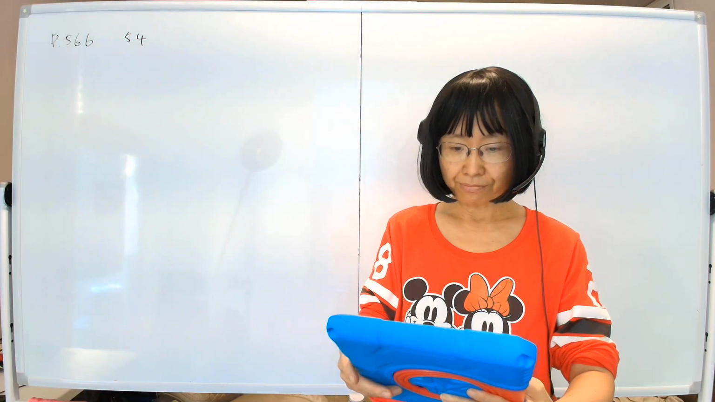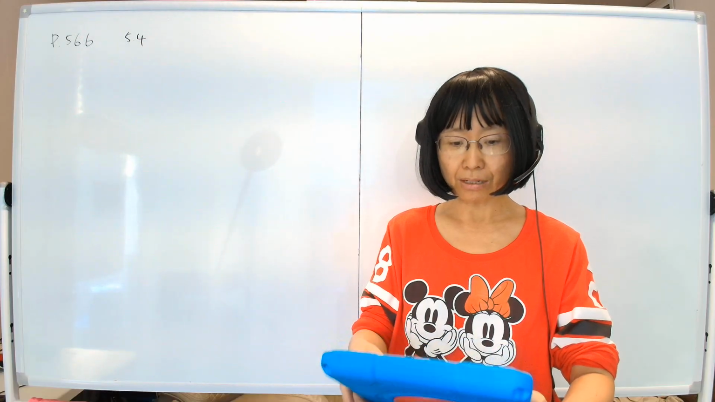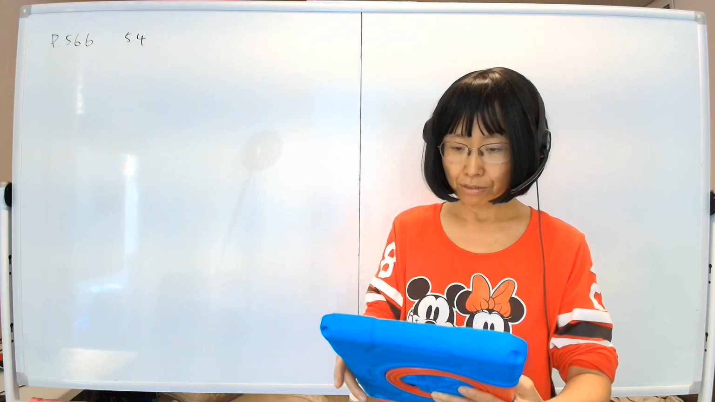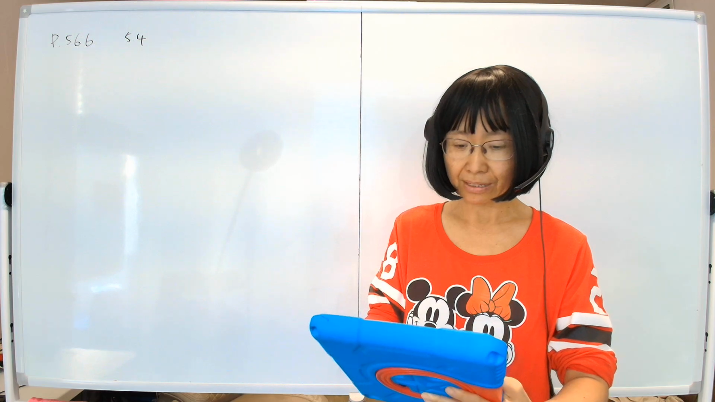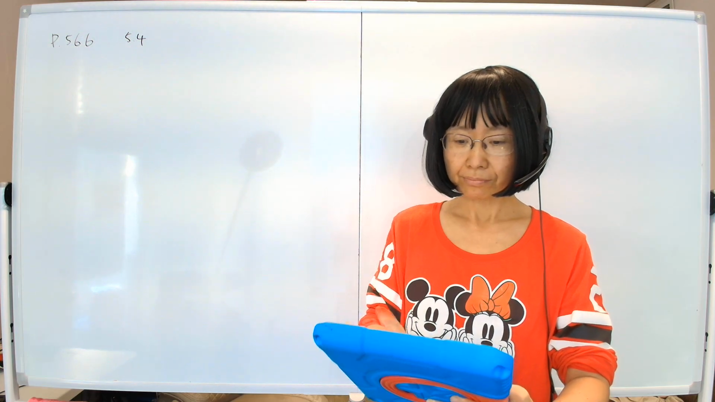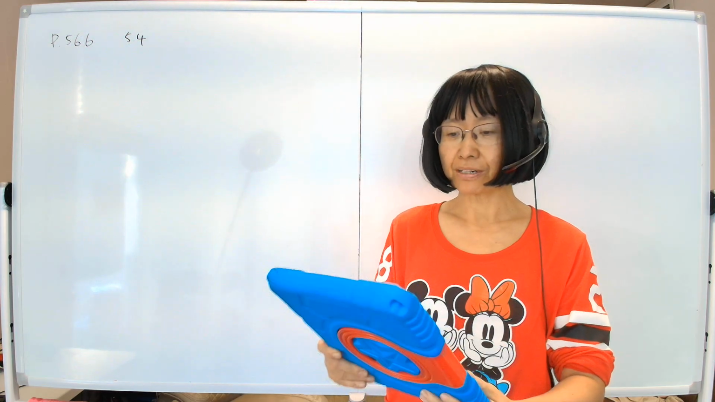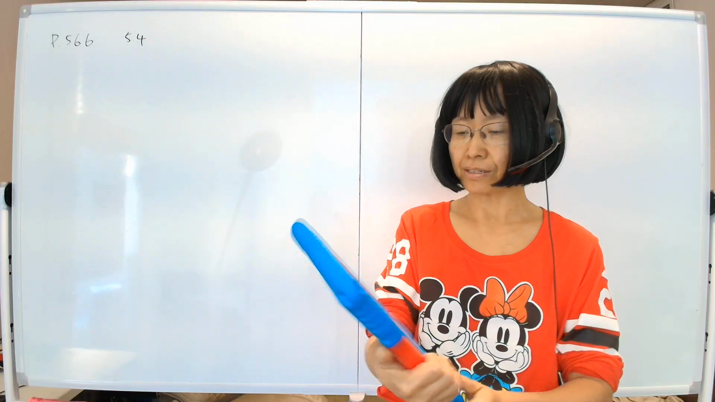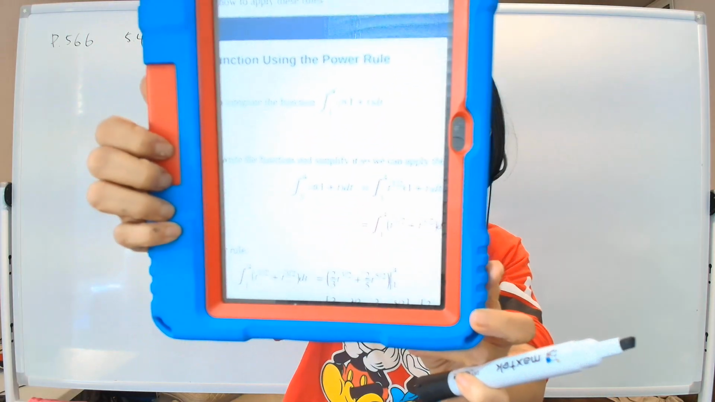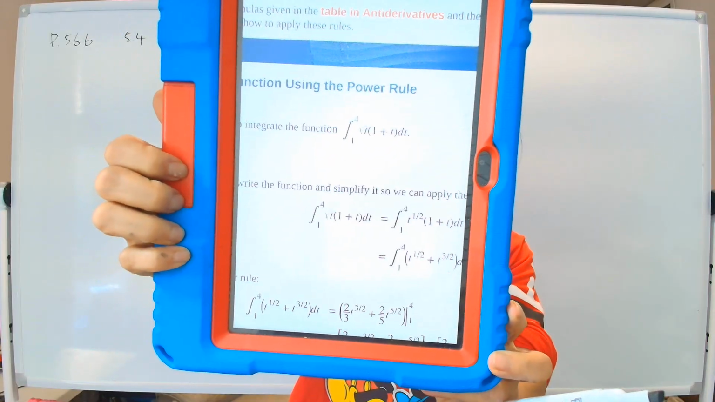First, let's do example 5.13, where we're going to integrate something. The problem is fairly straightforward. We're going to integrate a function that has various powers in there. Please look at your book.